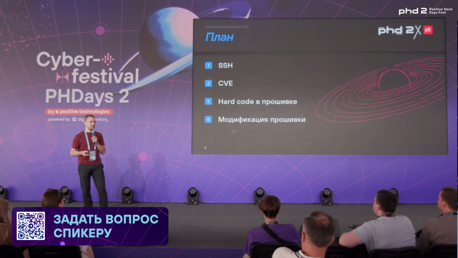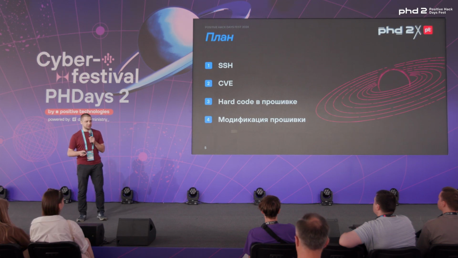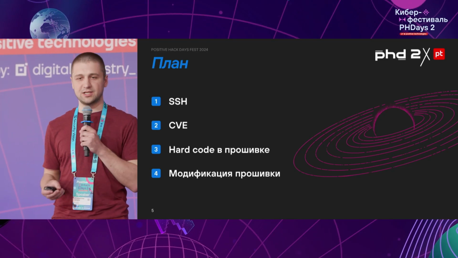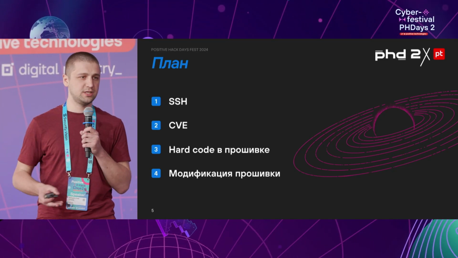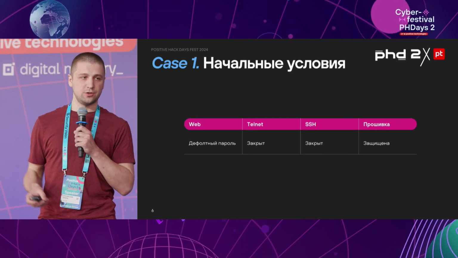I'm going to give you four real examples: SSH, CVE, hard-coded credentials in the firmware, and at the very end, we'll try to modify our own firmware and then upload it into the IP camera.